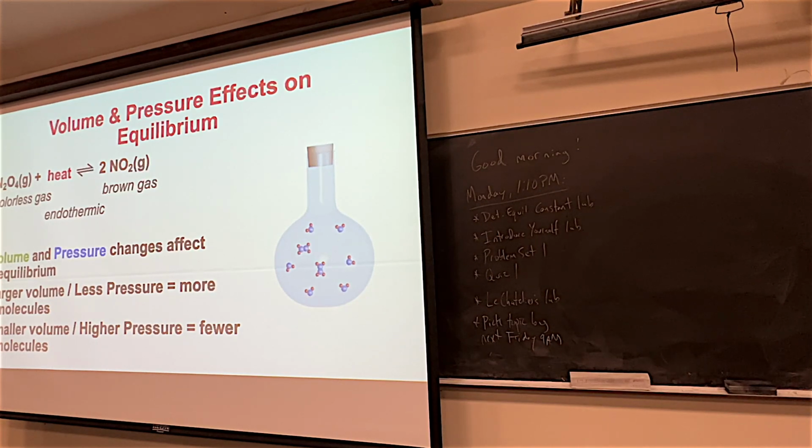So these changes are only for gases. High pressure, small volume will prefer fewer molecules. So N2O4 would be that one in this case. On the other hand, if you have bigger volumes or smaller pressure, that's going to prefer the side with more molecules, which would be 2 NO2 in this case.